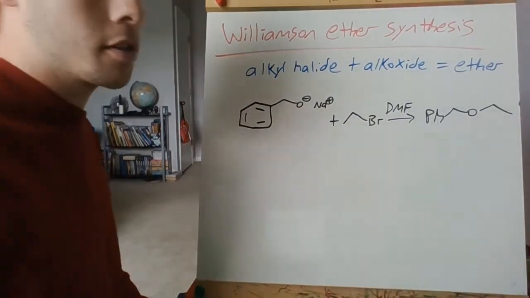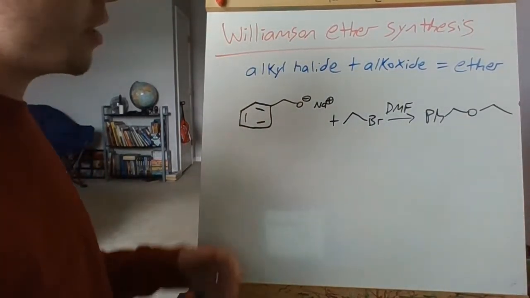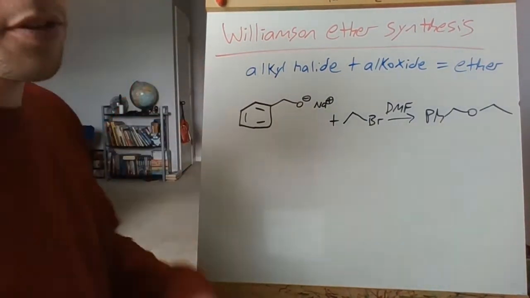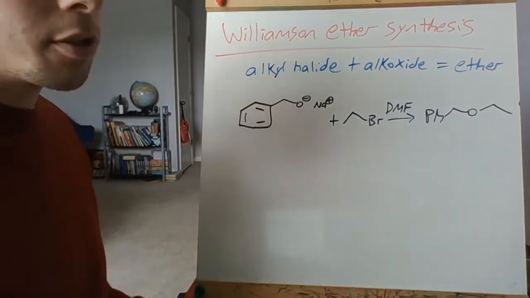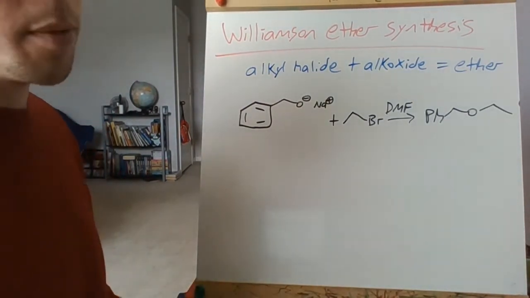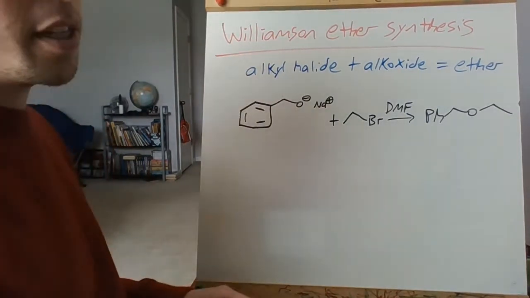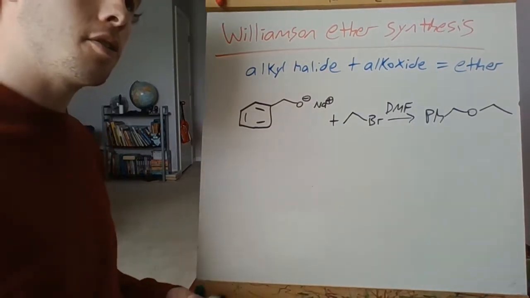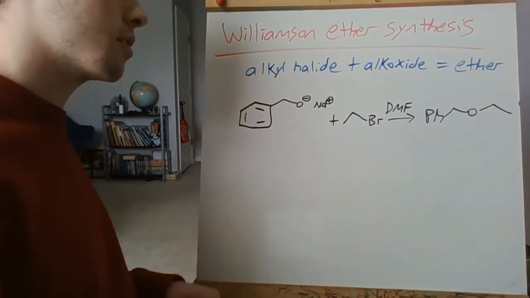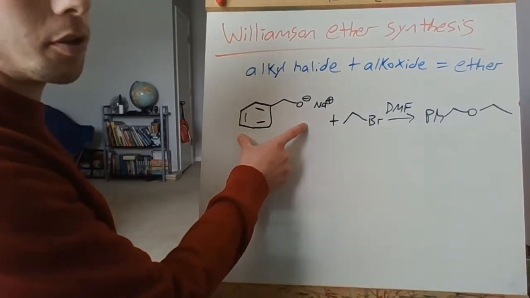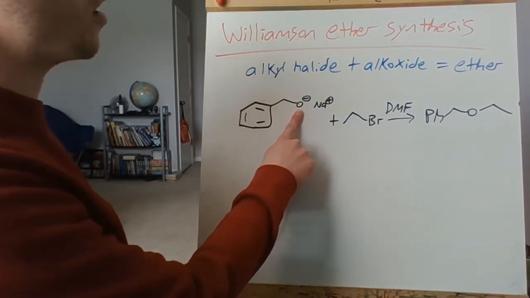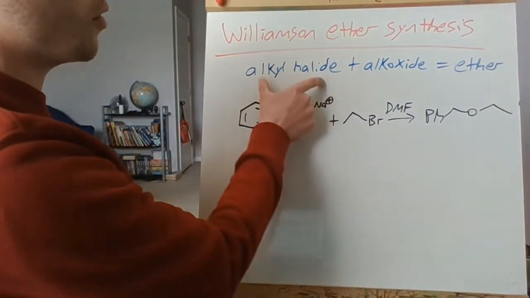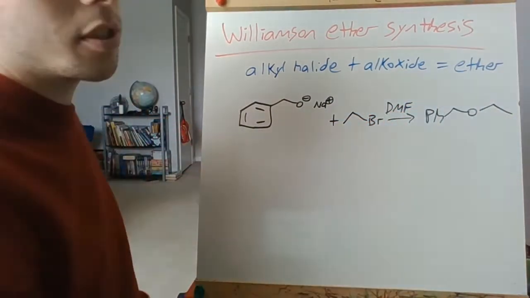Moving on in our discussion of substitution reactions, this one we've seen before, but we didn't really give it a name. This is called the Williamson ether synthesis. This reaction was developed by a chemist named Alexander Williamson in 1850, and that's why we call it the Williamson ether synthesis. This is nothing new. You've seen this before, we just haven't called it this. We take an alkoxide shown here, so some type of deprotonated alcohol, and some type of alkyl halide, and we get an ether as our product. So alkyl halide plus alkoxide equals an ether.